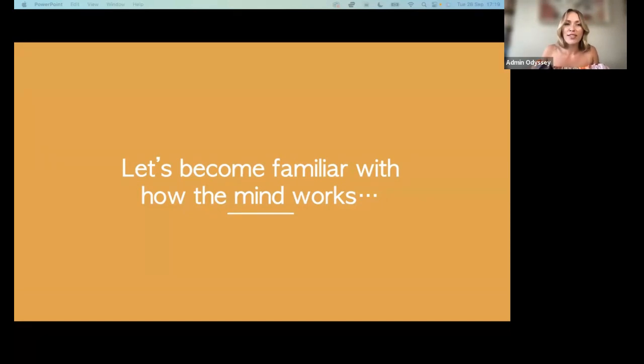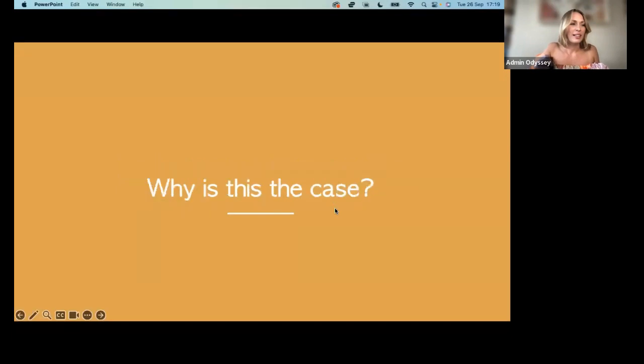So we can't trust the mind to know what's best for us, but it does guess. And when we take action off of those guesses, that is what takes us in loops. So why is this the case with the mind?